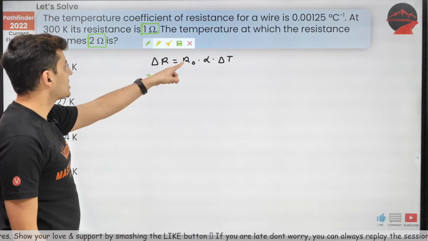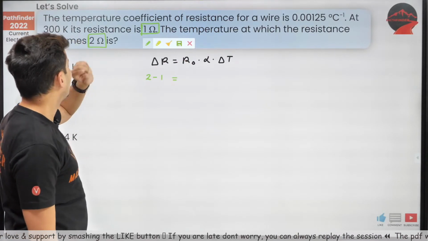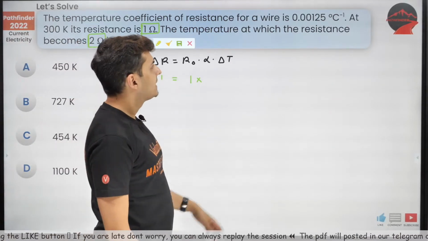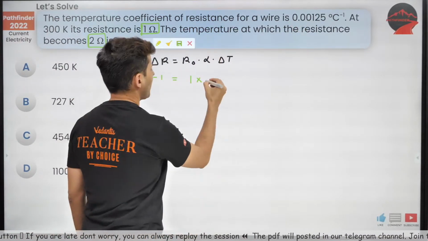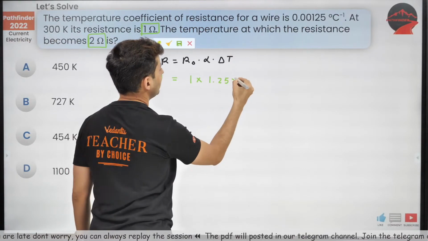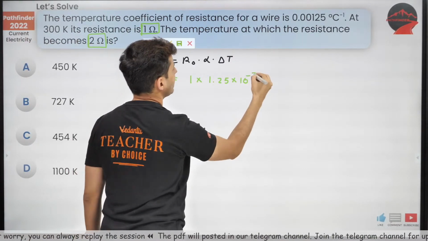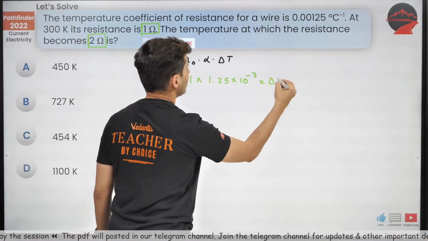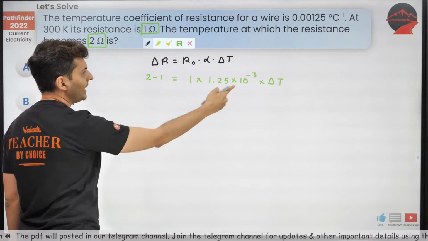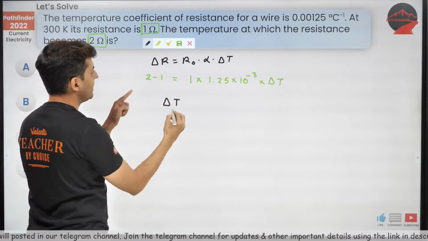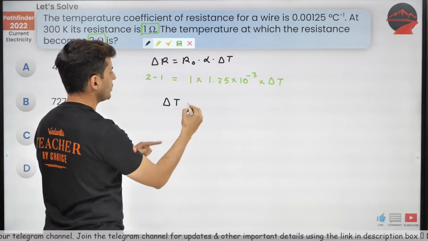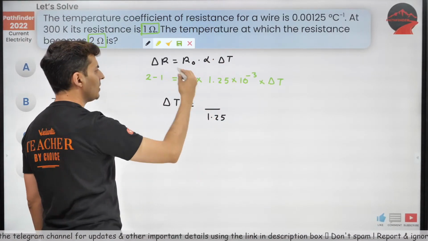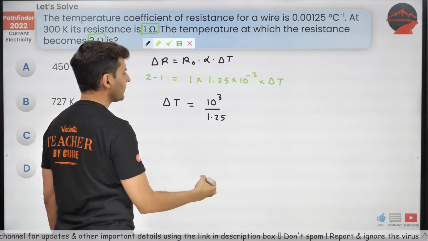Okay. Do I know the initial resistance? Well, yes, the initial resistance is 1. Do I know the value of alpha? Yes, I think I know it. So it is 1.25 into 10 to the power minus 3. Okay, that's also given. Next, delta T is the only unknown. So I think I can now find out the value of delta T. 2 minus 1, 1. So this will just go down. So this will become 1.25, and when you take it on the other side, it will become 10 to the power 3.